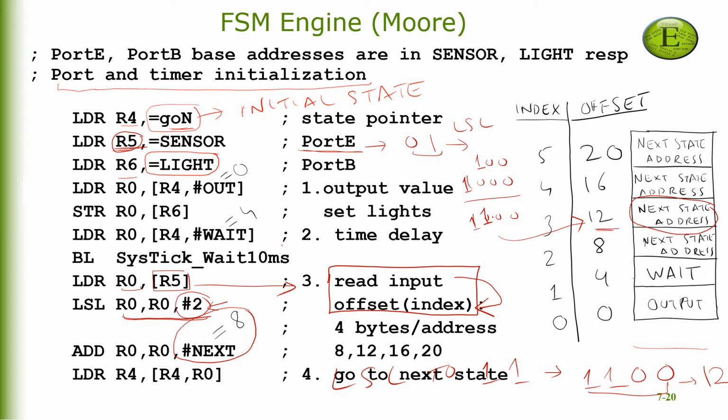If it had been 1 0, logical shift left, it would have given us 8. 8 plus 8, 16. Here, we would have chosen this address, and so on. So this is how the input is directly converted into the offset.